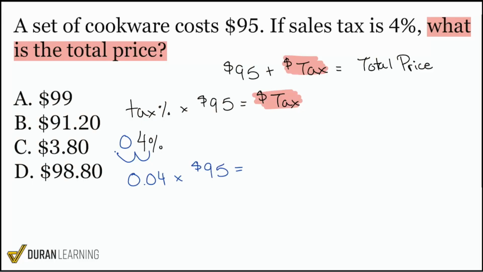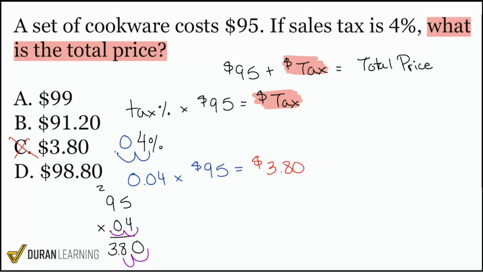Here we go. 95 multiplied by 0.04. 5 times 4 is 20. Carry the 2. 9 times 4 is 36. 36 carry the 2 is 38. So before we continue, don't forget to bring the decimal places back. That's 2 right there. 1, 2. So the amount of the tax, everyone, specifically the tax, is $3.80. So again, that's the amount of the tax. That is not going to be the correct answer C.